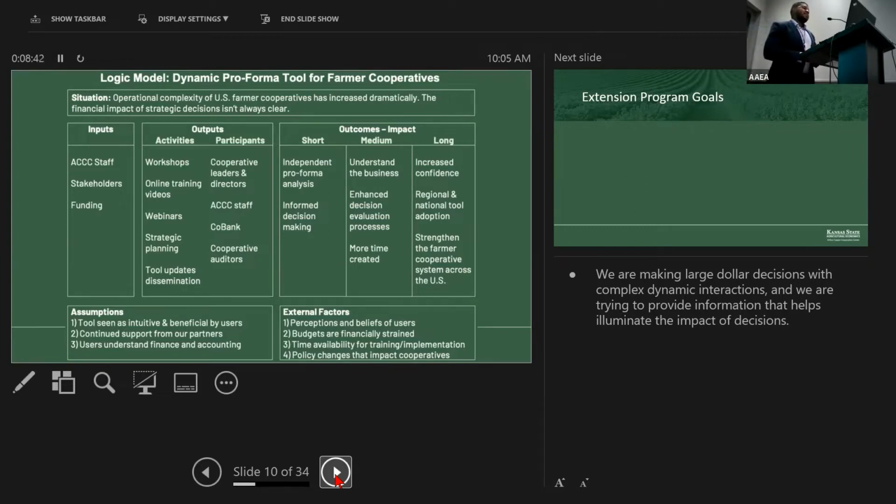External factors that could impact our program could be the perceptions and attitudes of the people who are participating in our program. And another thing is the current state of the economy. This could impact their budgets and their ability to attend our extension program. And lastly, a big thing that could also impact our program are policy changes.